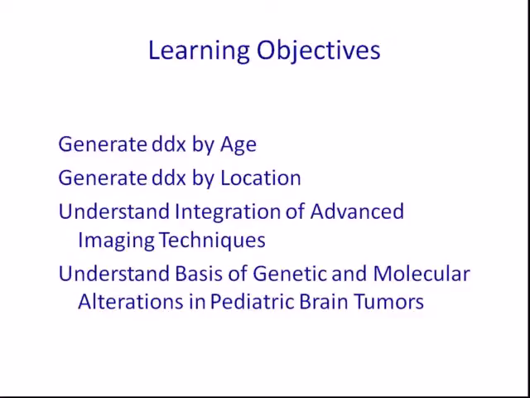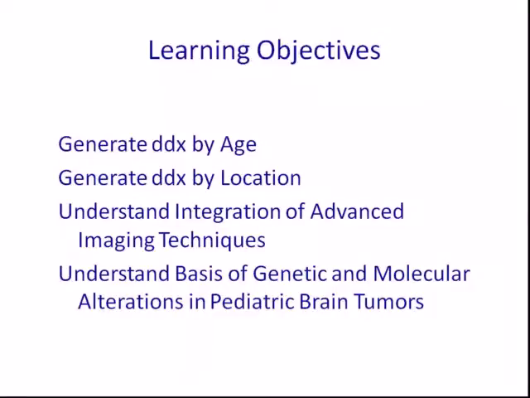So what I'm going to cover in this lecture, I'm going to talk a little bit about generating a differential for supratentorial tumors based both on age and location, which I think are the two biggest pieces of information that will get you to a very good differential and almost to the diagnosis in some cases.